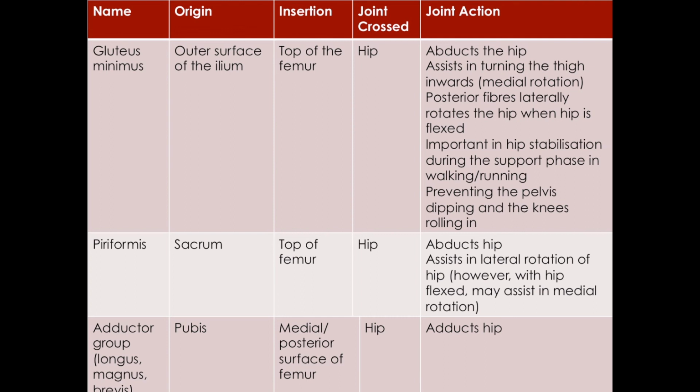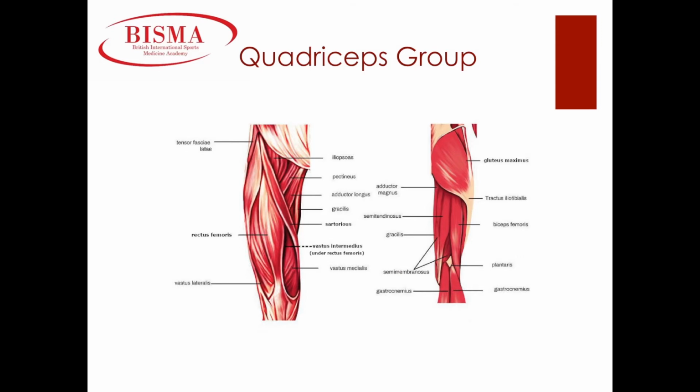The adductor muscles, adductor magnus, longus, and brevis, originate within our pubis, and they insert on the medial, posterior surface of the femur. The joint crossed is the hip, and the joint action is adduction of the hip. The pectineus muscle originates on our pubis and inserts on the femur. It crosses the hip joint, and when it contracts, it adducts the hip and flexes the hip. It also assists in turning the thigh inwards, medial rotation.